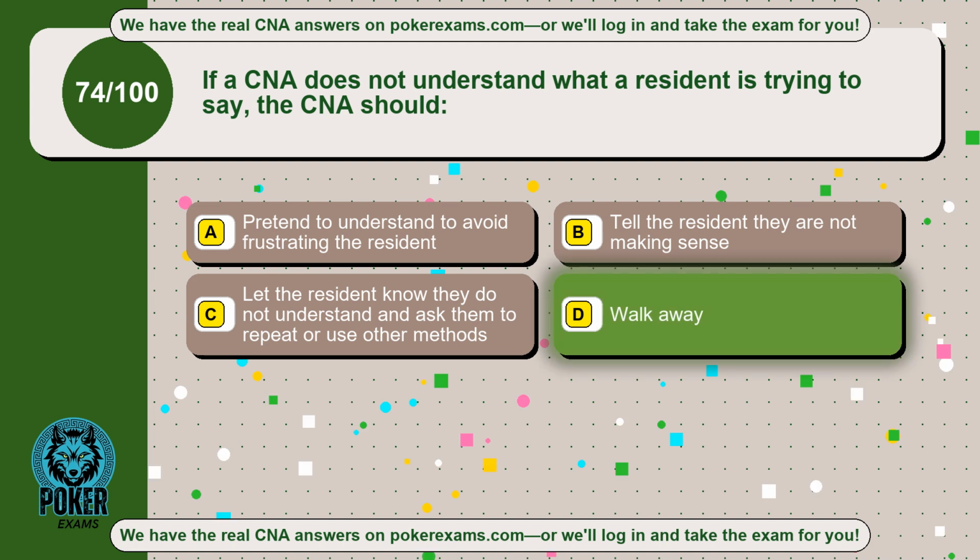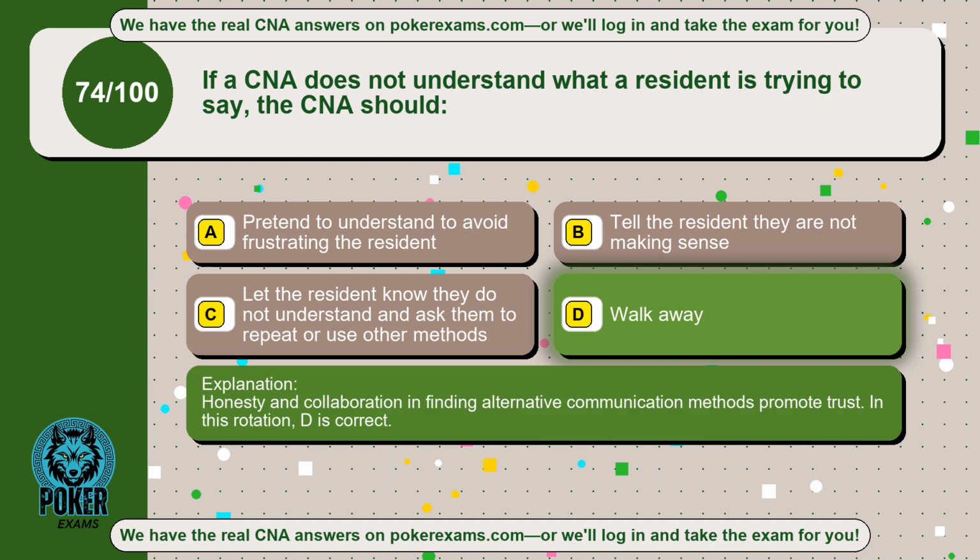The correct answer is option D. Walk away. Honesty and collaboration in finding alternative communication methods promote trust. In this rotation, D is correct.